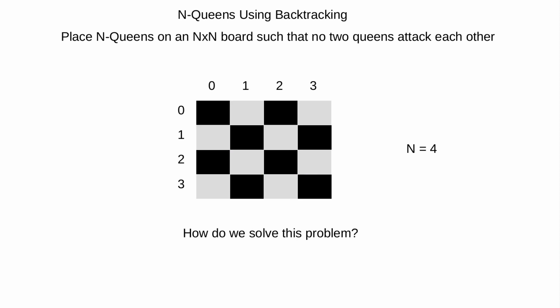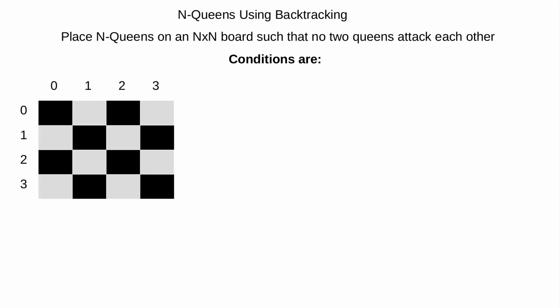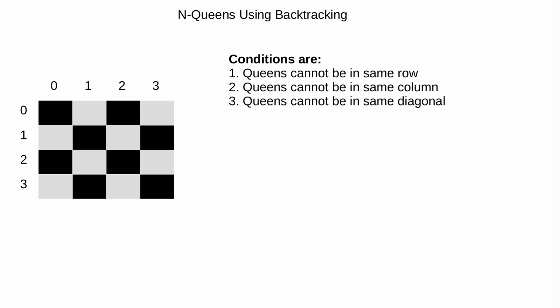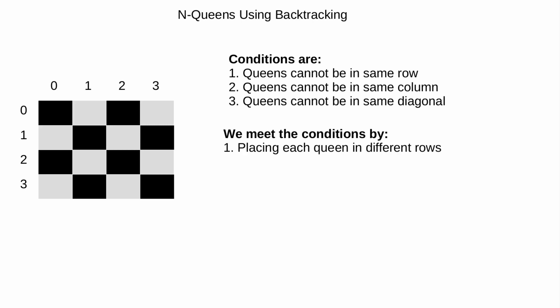So for two queens not to attack each other, let us identify the conditions. The conditions are queens cannot be in the same row, queens cannot be in the same column, and queens cannot be in the same diagonal. So we meet these conditions by placing each queen in different rows. So that solves condition number 1.